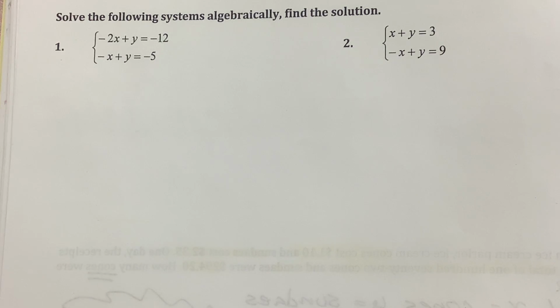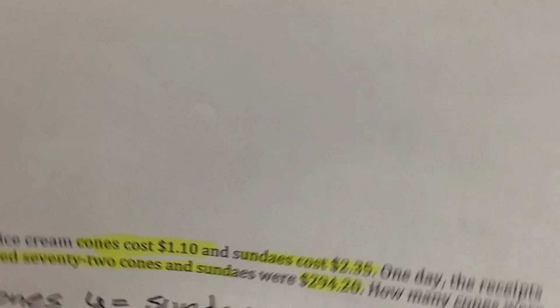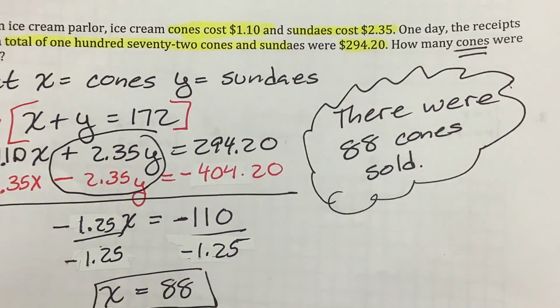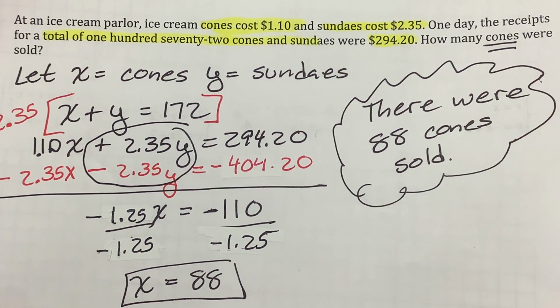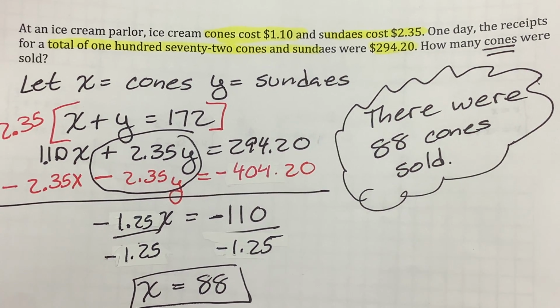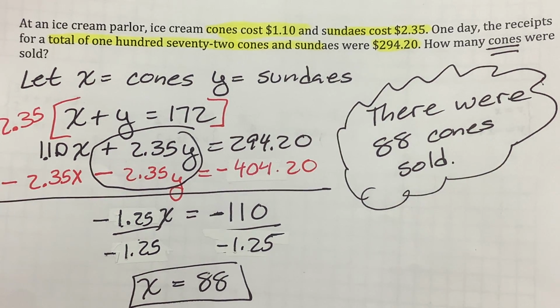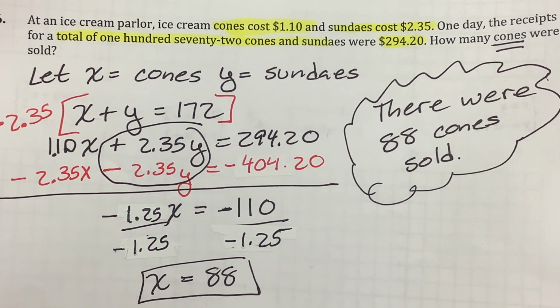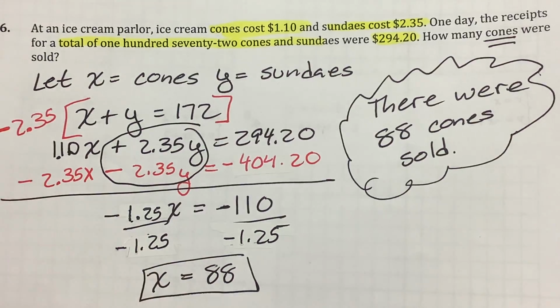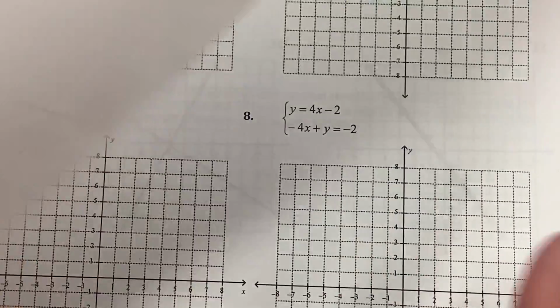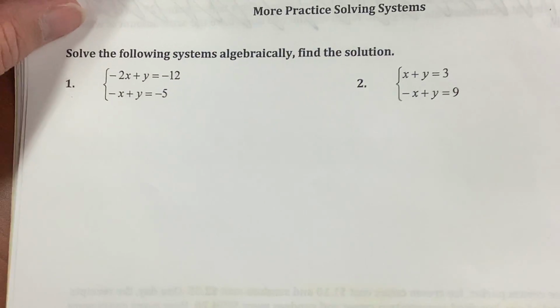But if you're doing a problem such as the problem we did on the page before, and it says specifically how many cones, and I made cones x, it didn't matter what y was. I had to eliminate that because it didn't ask me about y. So sometimes elimination is all about what you're really looking for, especially with word problems. So let's take a look at this problem.